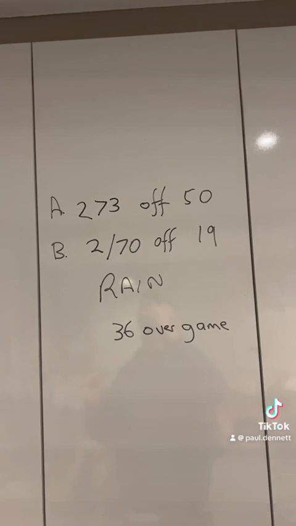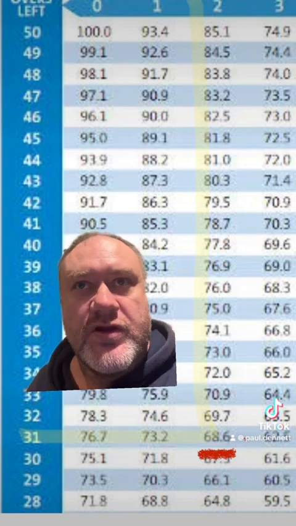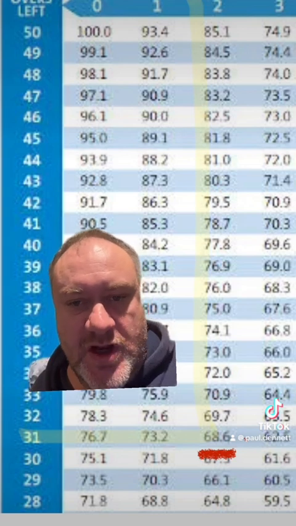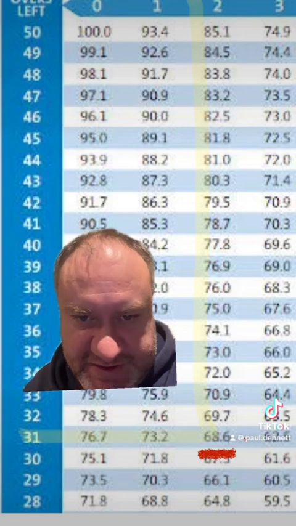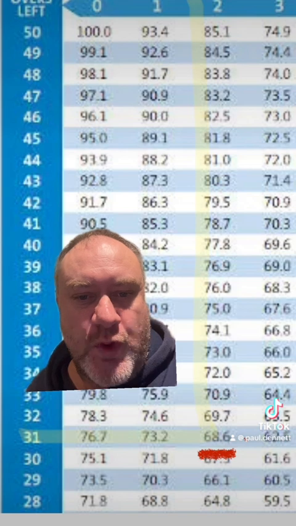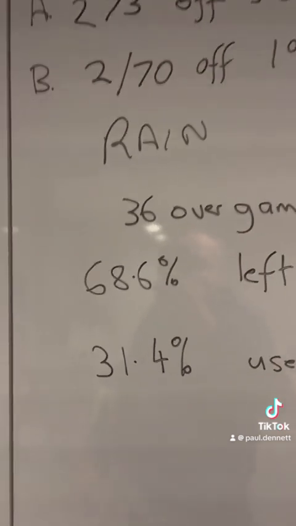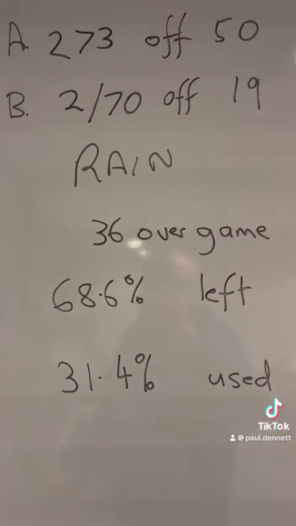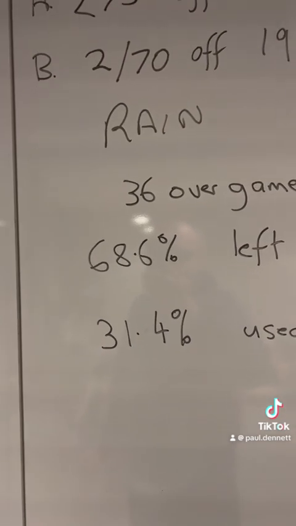So, what do we have to do to the scores? Well, we ask ourselves the question, how many resources has Team B got left? They've got 31 overs left because there'd been 19 overs, and they have lost 2 wickets. So you can see that triangulates, if that's the right word, so they have 68.6% of their resources left, which means they have used 31.4% of their resources.